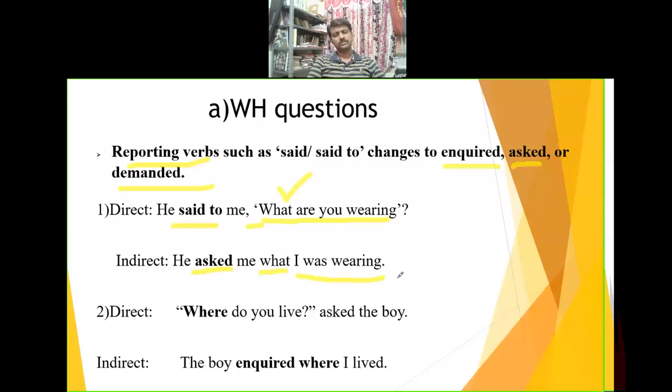Here the point is, you have to change from present to past. That is a common thing. In the last class we already discussed all those things. Simple present becomes simple past. Present continuous you have to change to past continuous, and present perfect you have to change into past perfect. Whether it is assertive or interrogative, that is common.